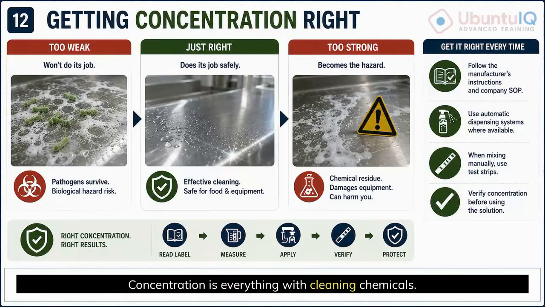Concentration is everything with cleaning chemicals. Too weak, and the chemical won't do its job. The surface will look clean, but the pathogens will survive, which is a biological hazard risk. Too strong, and the chemical itself becomes the hazard. It can leave a toxic residue on food contact surfaces, and can also damage equipment and harm you. Getting the concentration right means following the manufacturer's instructions and your company's SOP every single time. Your facility may use an automatic dispensing system, which takes the guesswork out of it. Where you're mixing manually, you may need to use test strips to verify the concentration before you use the solution.